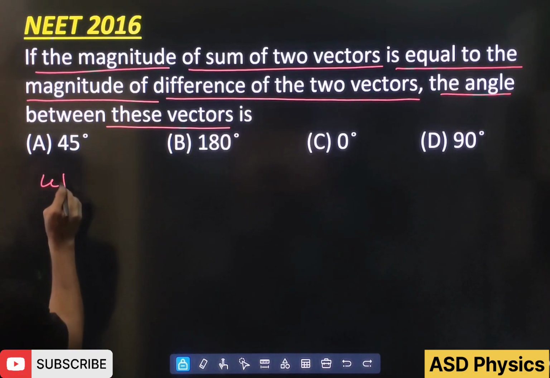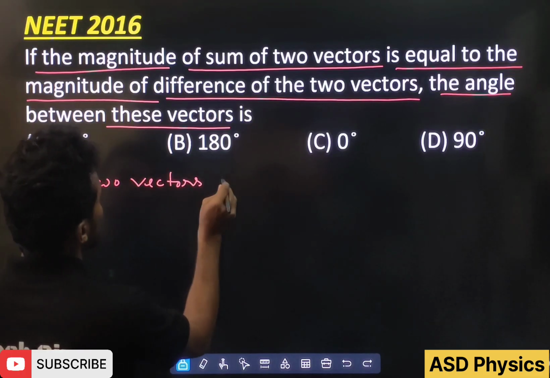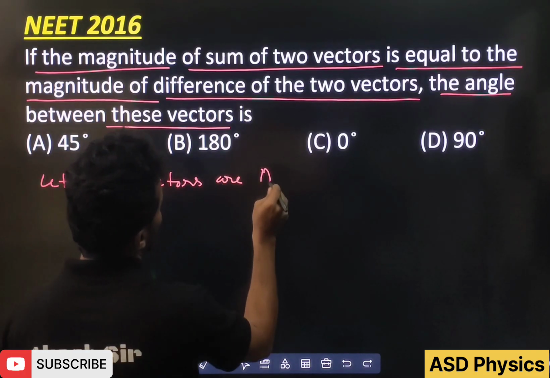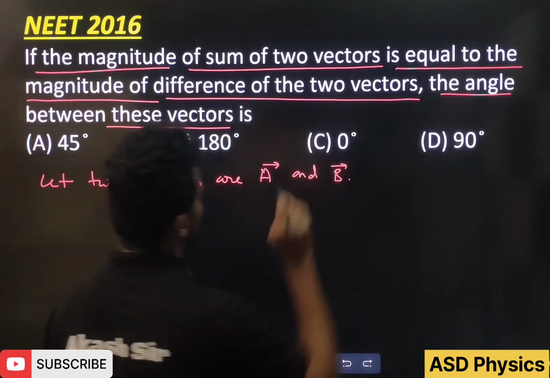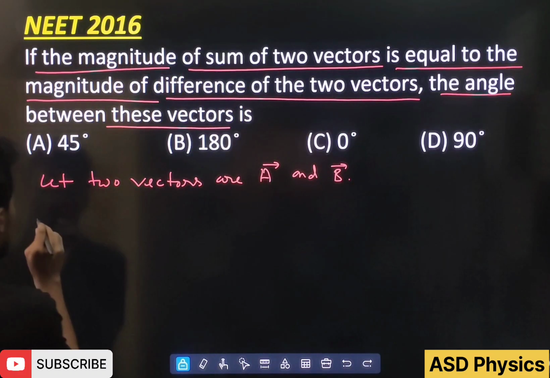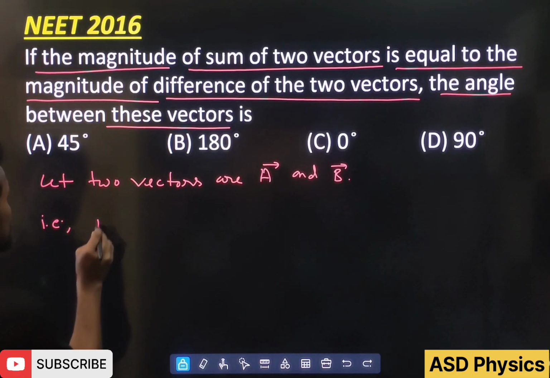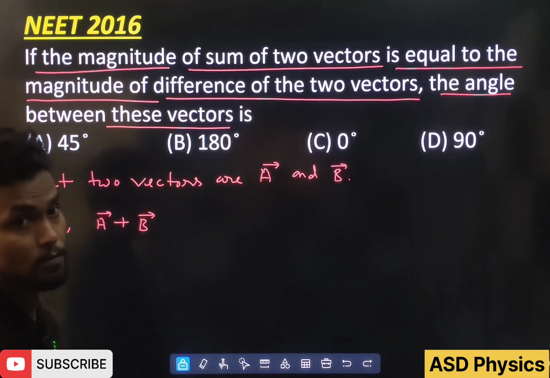So we'll write here, let two vectors be vector A and vector B. Okay, so first thing, see what is the magnitude of the sum of two vectors. That means what is the meaning of magnitude of the sum of the two vectors? First we will write here the sum of the two vectors. That means vector A plus vector B.